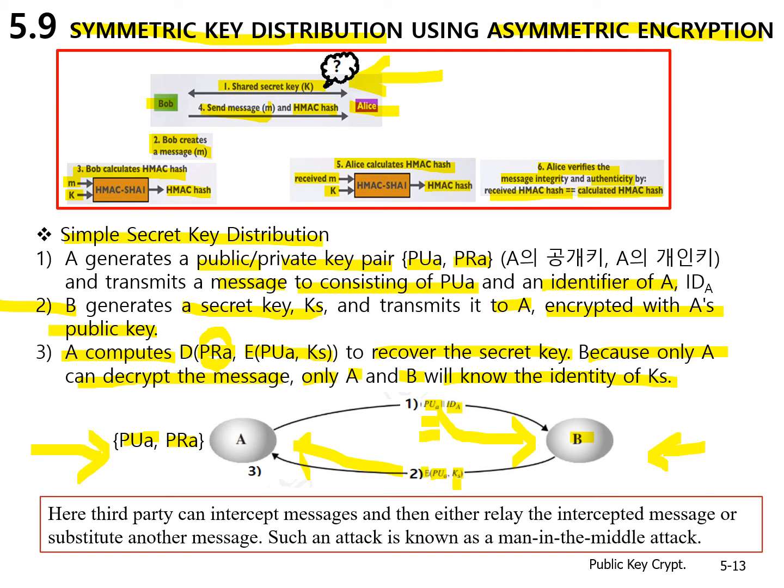The problem is why this is simple. There is a concern that a third party can intercept the message. Then they either relay the intercepted message or substitute another message. Then there can be a problem. Such an attack is mainly the man in the middle attack.